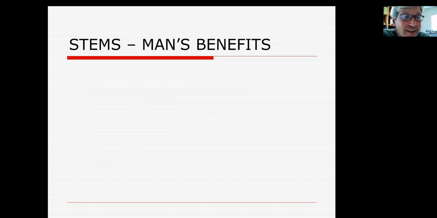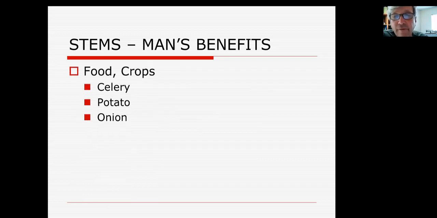Anything else you can think of? Anyone eat a stem lately? Cooking, food, yes. So stems are sometimes there for us as a food source. Some of the food crops I had are celery, potatoes, and onions as 3 examples.